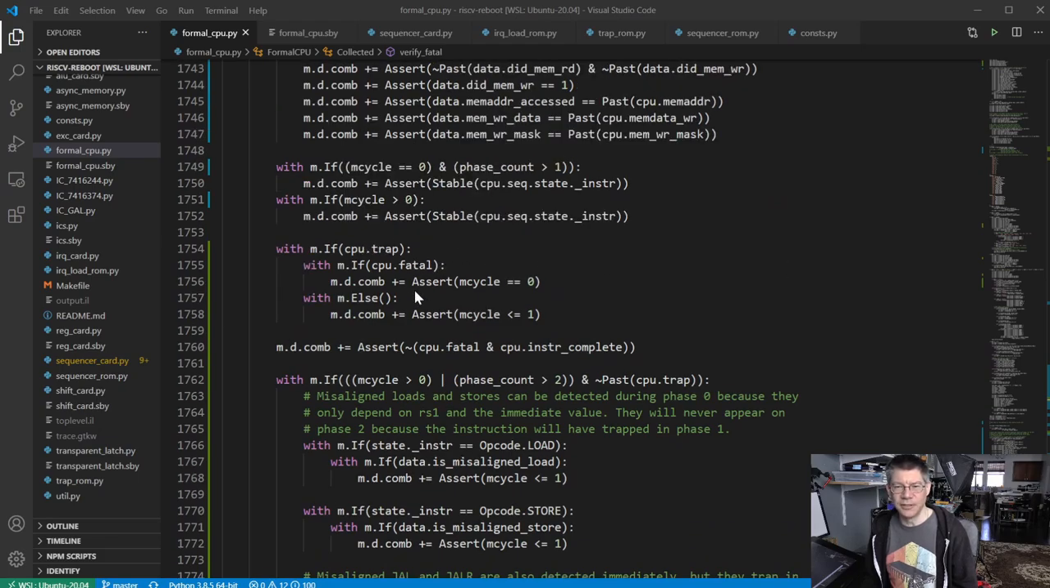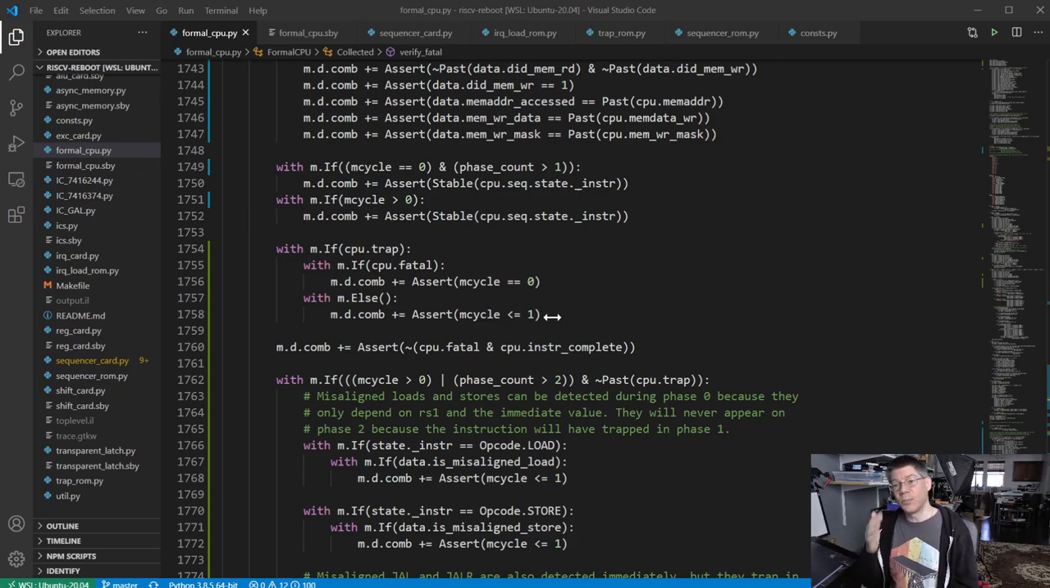And here's an example of a fairly reasonable assert, which is when there is a trap and it's a fatal trap, then you're stuck in machine cycle 0. So in other words, once you've trapped fatally, it just sits there and spins, and it doesn't do anything else. Otherwise, the trap actually takes two instruction cycles, and that's why the machine cycle would be zero or one.